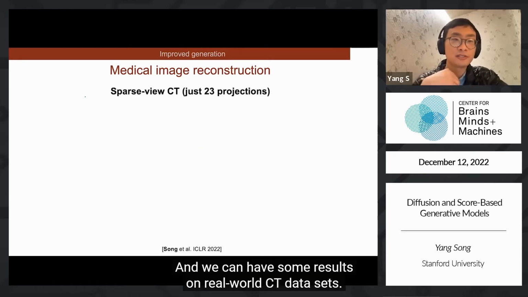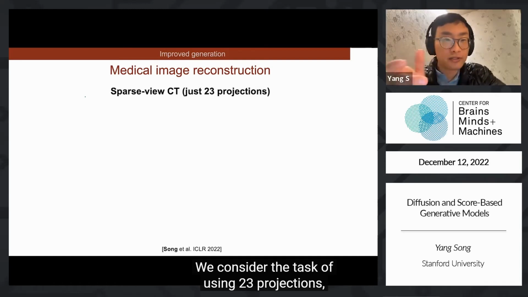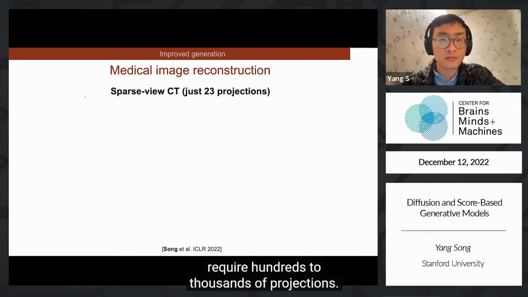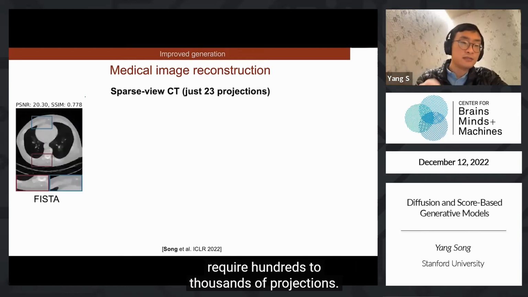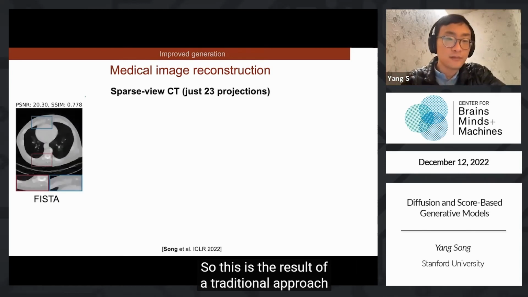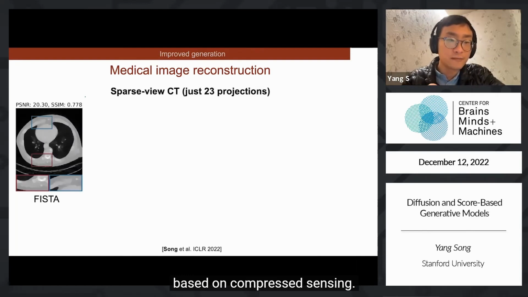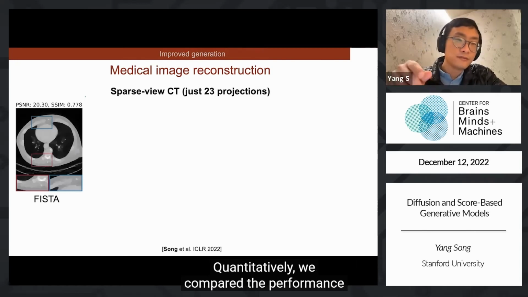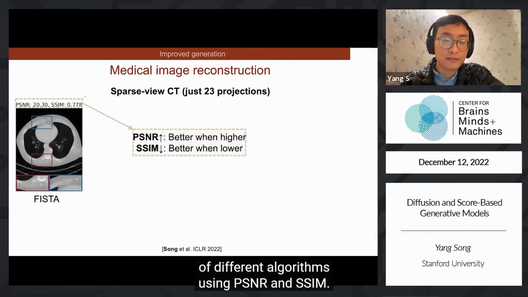And we can look at some results on real-world CT datasets. We consider the task of using 23 projections, while in contrast, typical traditional approaches require hundreds to thousands of projections. So this is the result of a traditional approach based on compressed sensing. So using only 23 projections, you can see the medical image is quite blurry. Quantitatively, we compare the performance of different algorithms using PSNR and SSIM.